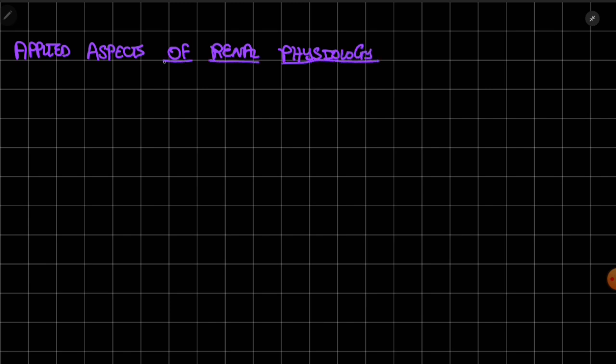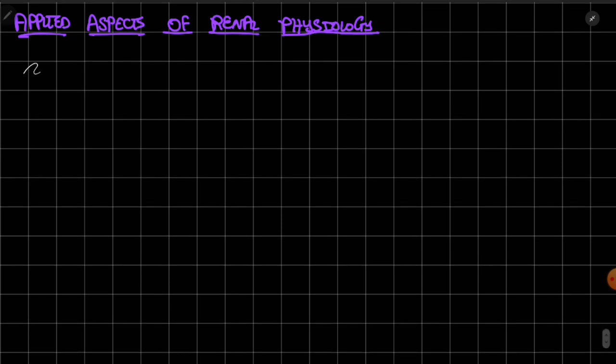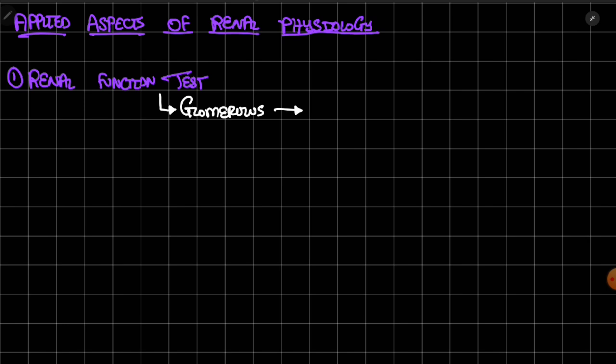So basically, applied aspects of renal physiology are like renal function tests. At first, renal function test. So basically we are testing the efficiency of kidneys. If we want to test the glomerulus, we do the inulin test to determine GFR.